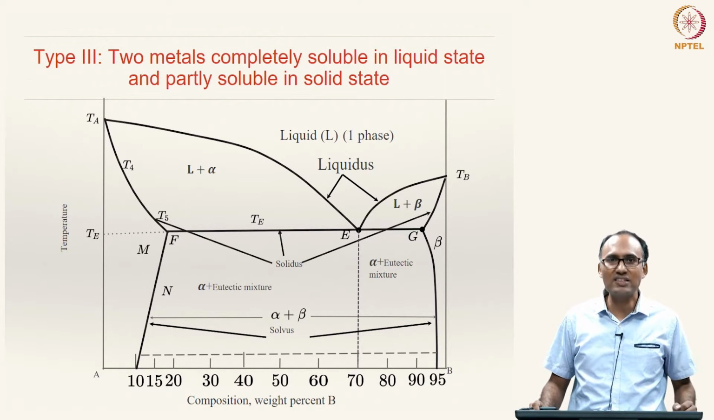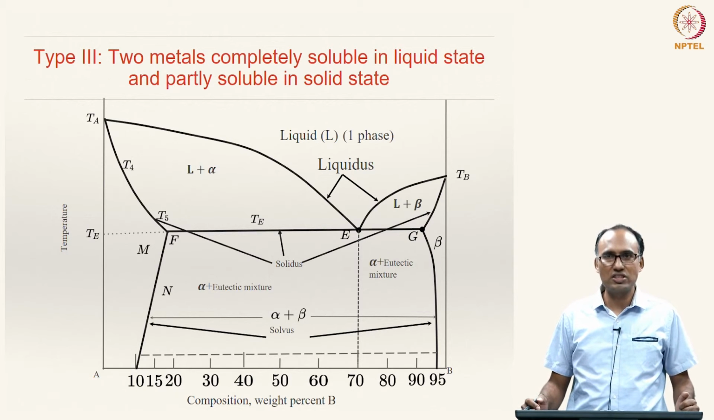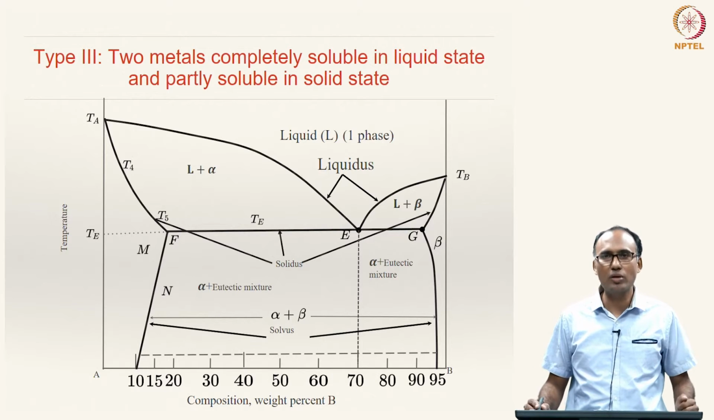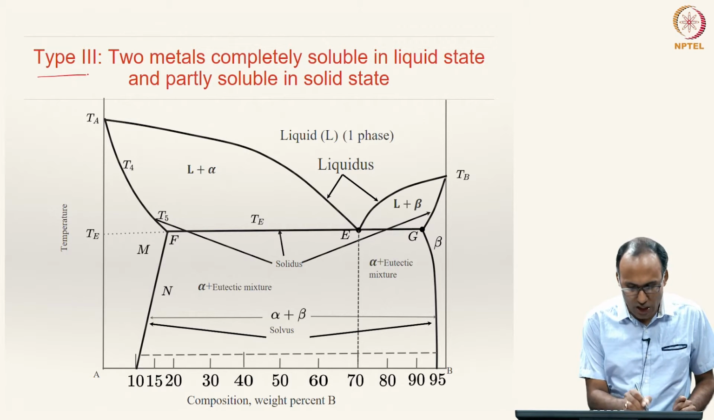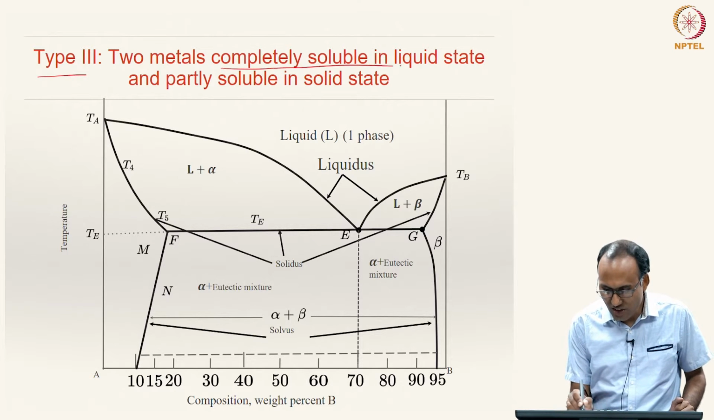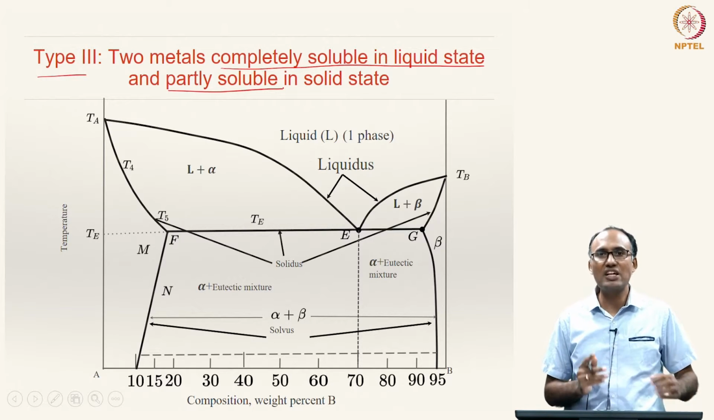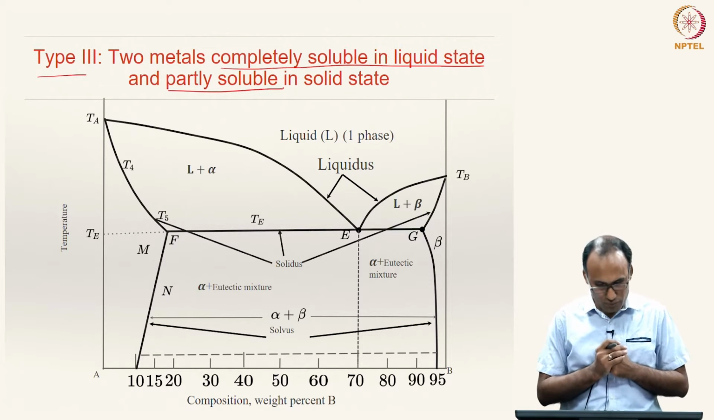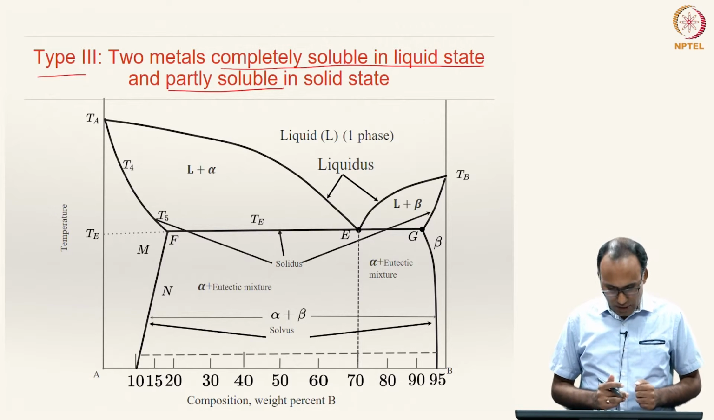Now, let us relax the constraint on the solubility in the solid state. Instead of complete insolubility in solid state, let us say what happens if there is partial solubility in solid state, while complete solubility is there in the liquid state. That is what we are calling type 3 alloys, where the two materials are completely soluble in liquid state and partially soluble in solid state. That means there is a solubility limit of A in B and B in A. All right. So, the phase diagram of such a system looks something like this.